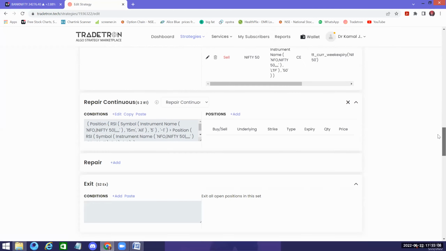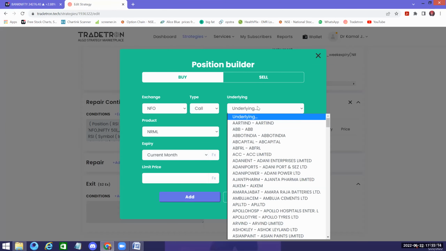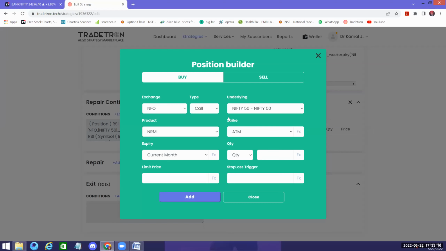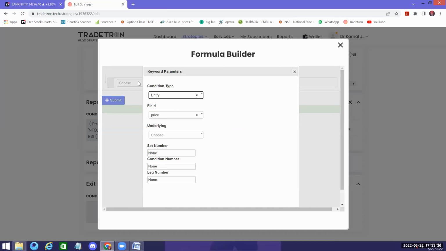So in the same way we will create a repair here: we will buy the sold leg first. In FX, just go and type traded instrument. Entry is fine. We want the strike at which we have entered.